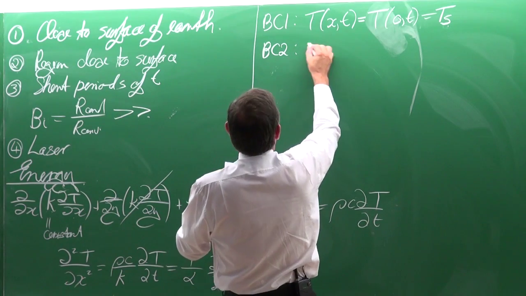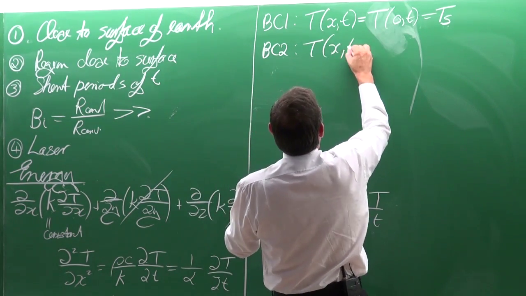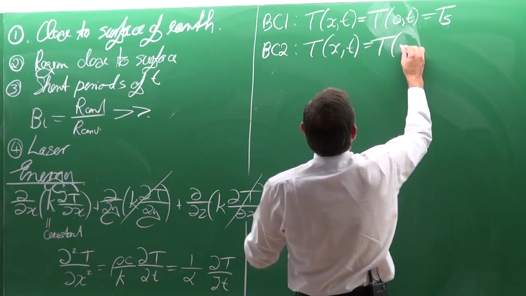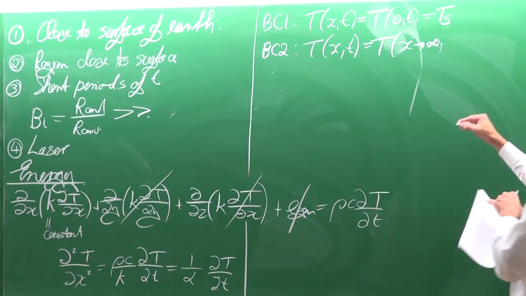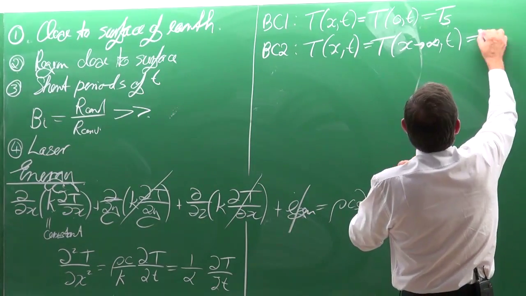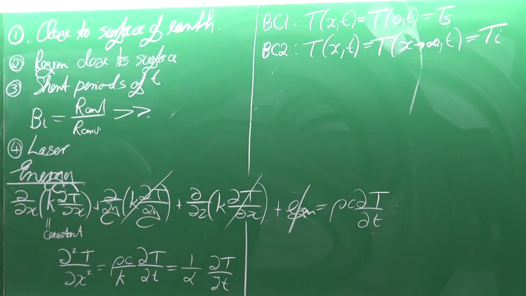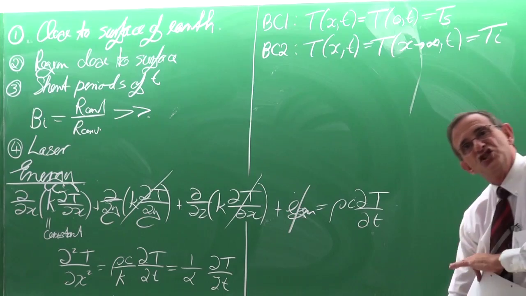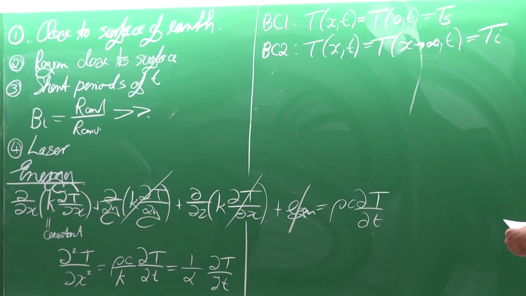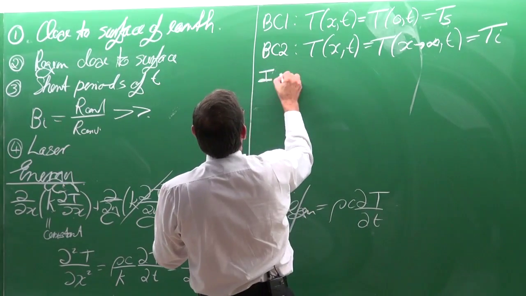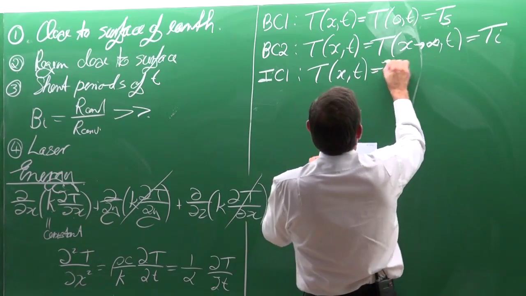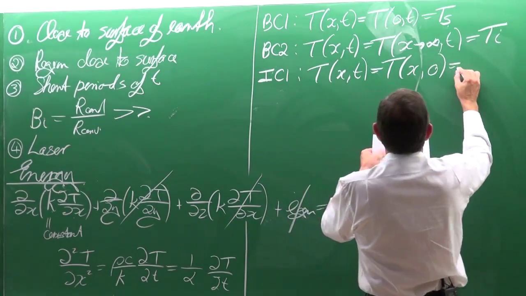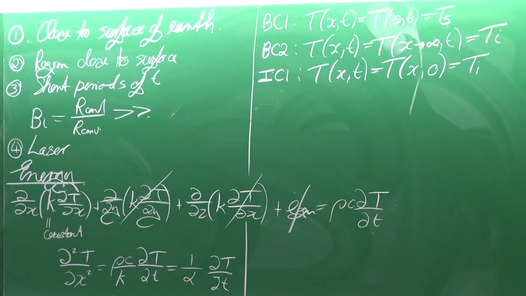The second boundary condition, also from a geometrical point of view, is where x is equal to infinity, so very deep into the body. As a function of time, the temperature remains at Ti. The source temperature remains constant, for example the Earth. If suddenly something happens on the surface, it doesn't change the core temperature. Thirdly, we've got an initial condition, IC1, in terms of time: when time is equal to 0, we have Ti.